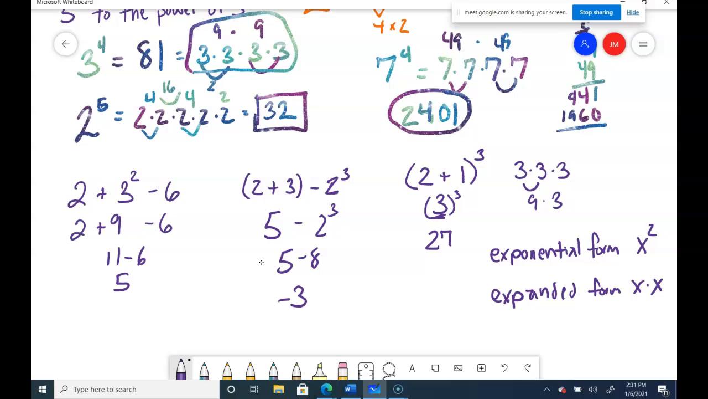Exponential form and expanded form are terms you're going to want to know. You're going to see them from time to time. Exponential just means you use the exponent. Expanded means that you have expanded it out to the base multiplied by itself that many times.